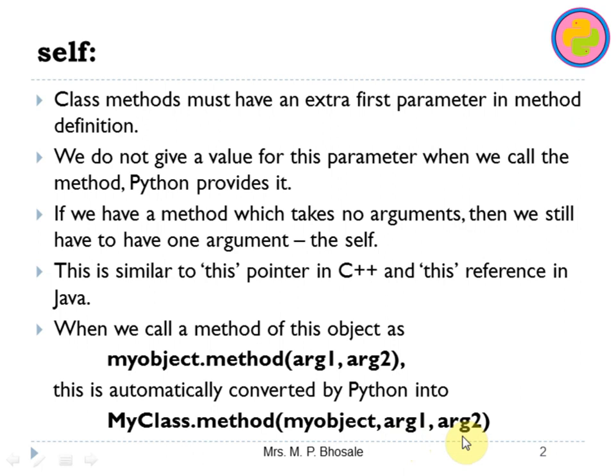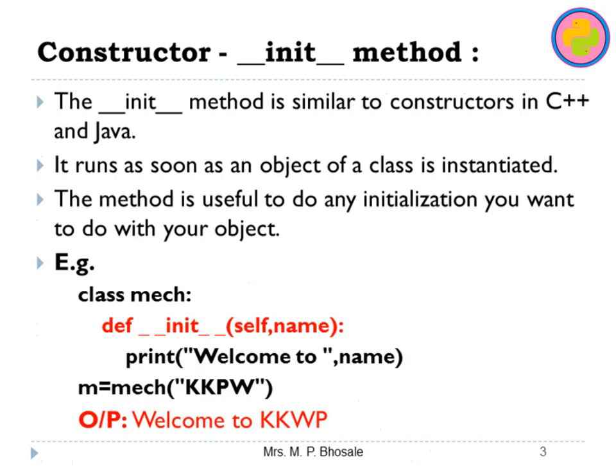Now we will move to the next slide, that is how to write a constructor in Python. Before that you should know about the constructor. In various programming languages like C++ or Java, we have also used constructors. In Python we use a constructor, and to write the constructor we use the double underscore init double underscore method name.